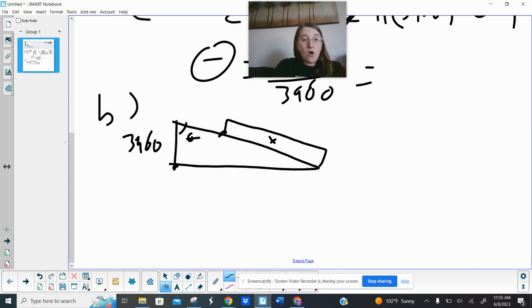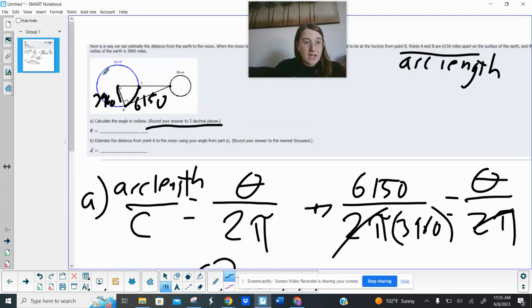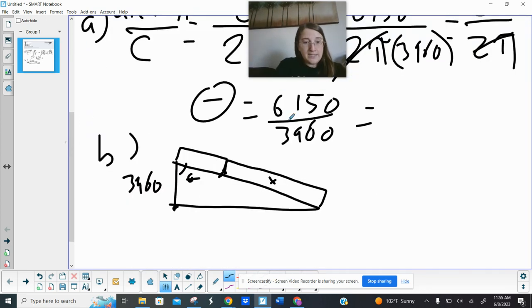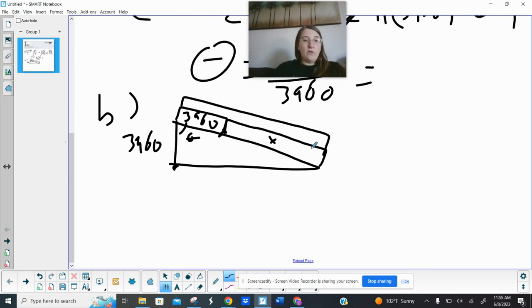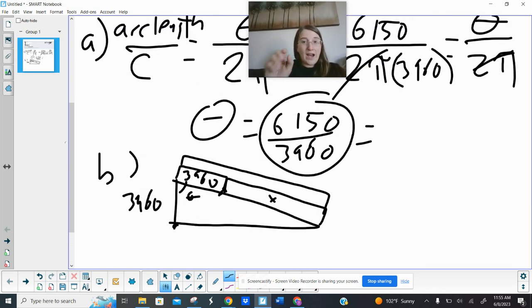But we know that this is also, if you look at the picture, 3,960 because that's also the radius, just that little portion. So what we can do is use some trig to find this whole thing and then take away the 3,960 to get our answer. But what I found again was that you need to use this for your angle to get the right answer in B. Otherwise, you're not going to get the right answer.